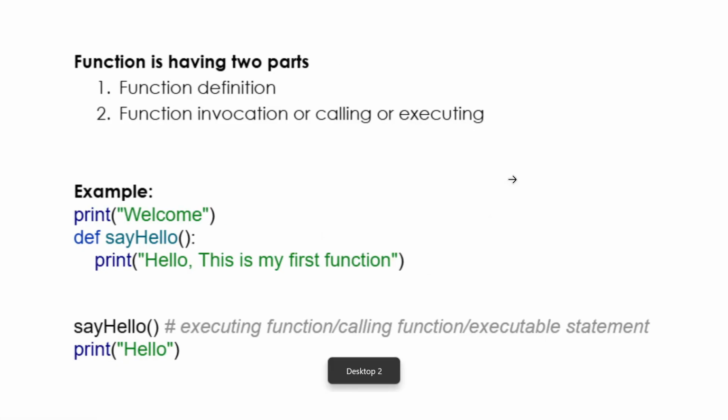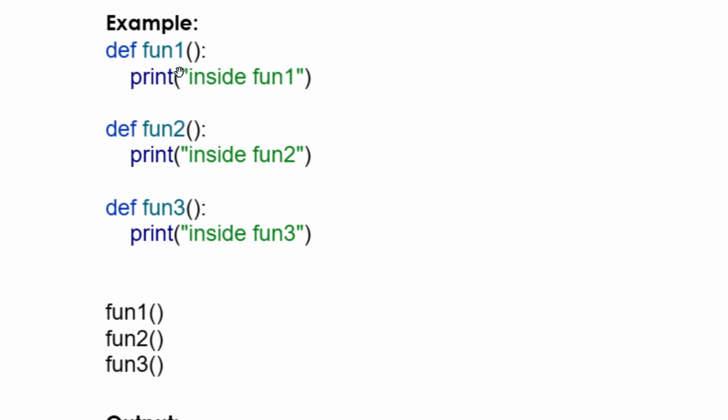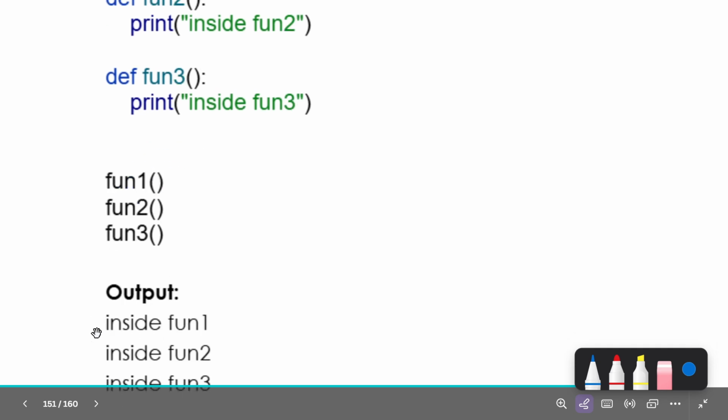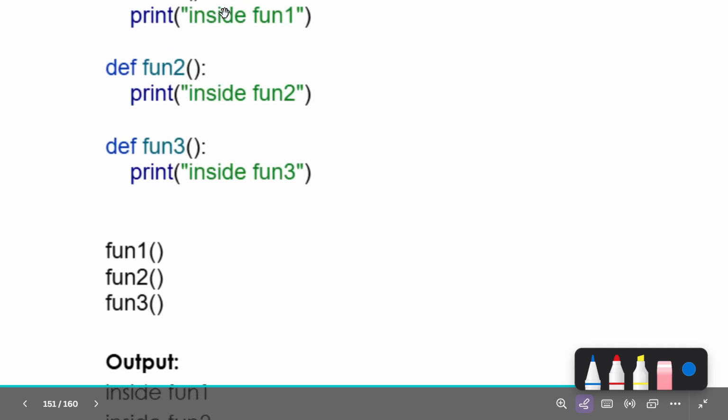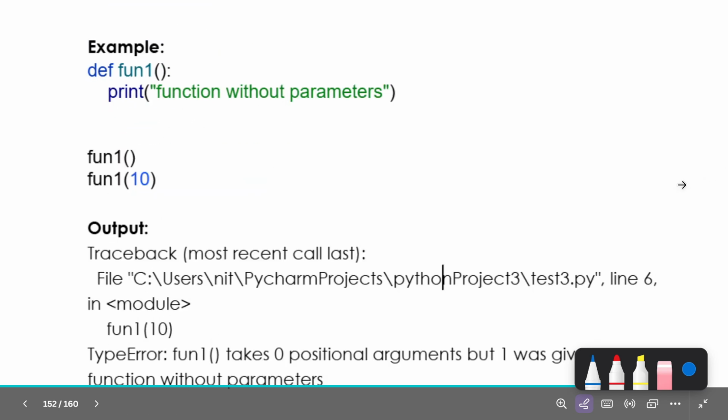Let's move forward to the next part of this lecture. Here, how many functions do we have? We have three functions here: function 1, function 2, and function 3. We are calling function 1, function 2, and function 3, and this is the output. Inside function 1, we have function 2 and function 3, like that.